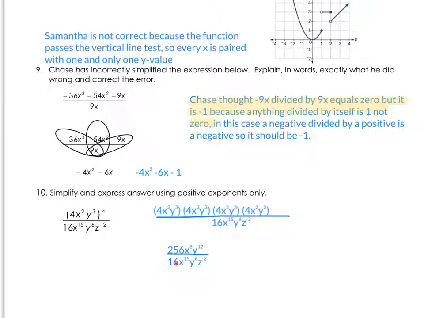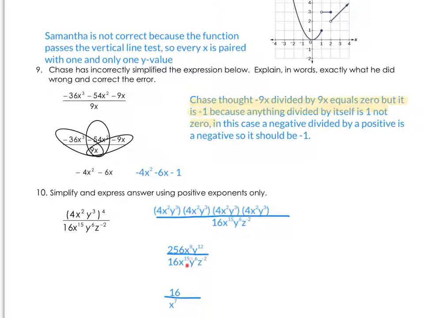Now I need to divide. So 256 divided by 16 is 16. And then I've got x to the 8th divided by x to the 15th, 8 minus 15. That gives me a negative 7. So that means that I need to move it to the denominator. So remember, that doesn't mean that I changed anything with what 256 divided by 16 was. That's still 16. Just the x needs to move because that would have been a negative exponent.